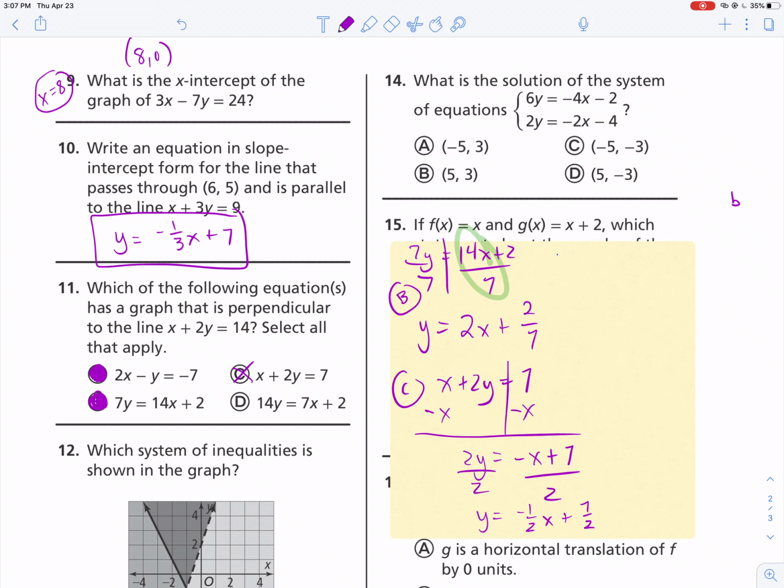And then lastly, we're going to try D, which is 14y equals 7x plus 2. I'm going to divide by 14, and y equals, looking at this first part right here, I have 7 over 14, which is not going to give me 2. So in this case, I'm just going to end up with A and B.